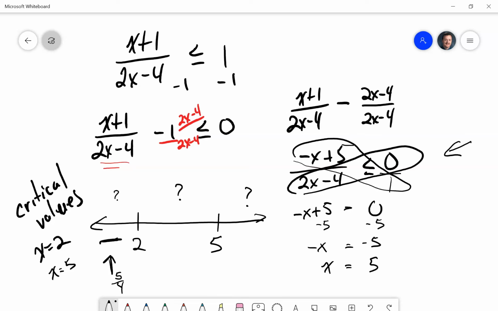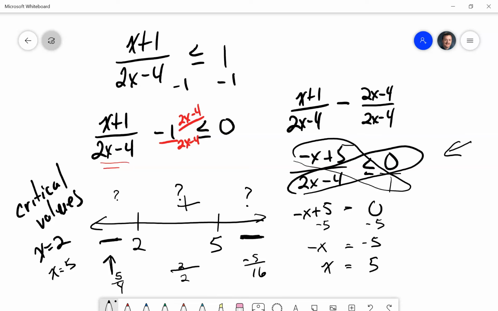Now what about in this region? Maybe I pick 3. So negative 3 plus 5 is going to give me a 2 positive. On bottom, 2 times 3 is 6. 6 minus 4 is 2. Excuse me, 2 over 2, that comes out to be positive. And then on the right side, maybe 10. Negative 10 plus 5 is going to become a negative 5. 10 plugged in here times 2 would be 20. 20 minus 4 is going to be 16. Either case, it comes out to be negative.